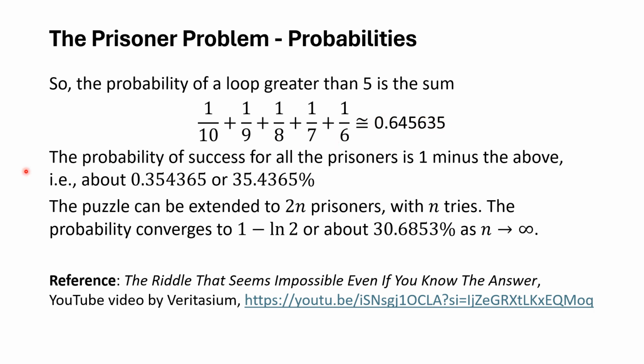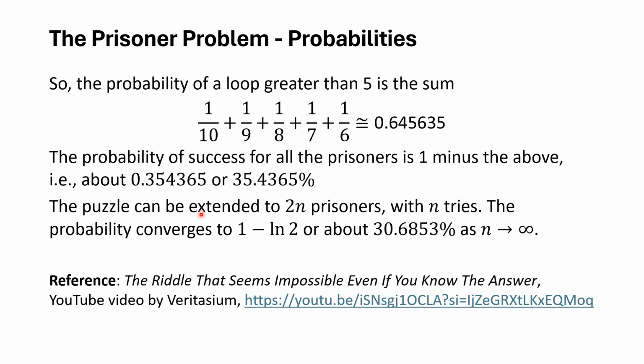0.645635 approximately. The probability of success for all the prisoners is 1 minus this, so it comes to 0.354365, or roughly 35.5%. So that's quite amazing. If they just had no plan at all, as we saw, the probability was almost 0. And if we did this for 100, this probability doesn't change very much. It goes down a little bit here, but the probability without any strategy when you have 100 prisoners is negligible. It's not going to happen.